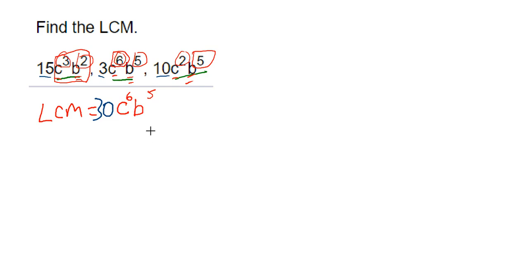If you have trouble determining what that number should be, you could also do it this way. You can make a list of the multiples of each of these numbers. The multiples of 15 would be 15, 30, 45, 60, etc.